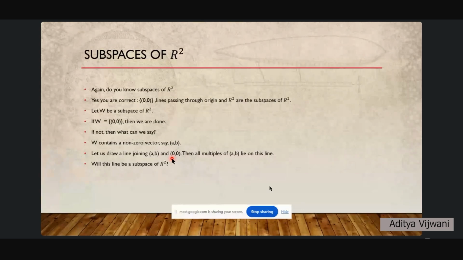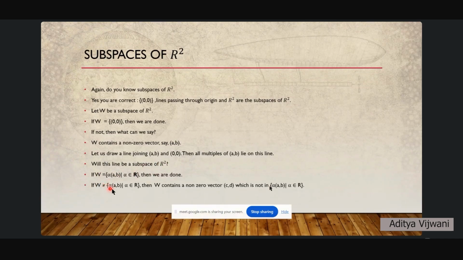Yeah, so it satisfies the properties of a subspace as we discussed here: any 2 points on this line, their sum will also be on the line itself. And all the multiples of AB will also lie on this line, which we already discussed. So this line is a subspace of R2. So I write it in set notation as W equals alpha times AB, where alpha belongs to R, alpha is my scalar. So we are done. We just saw that it's a subspace, right?